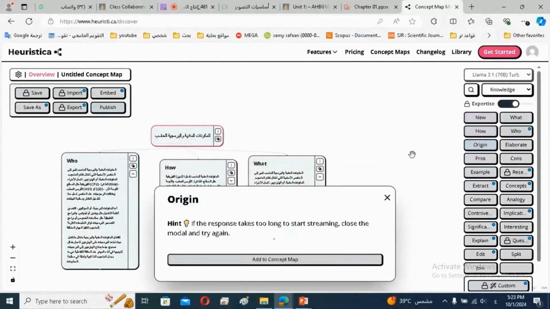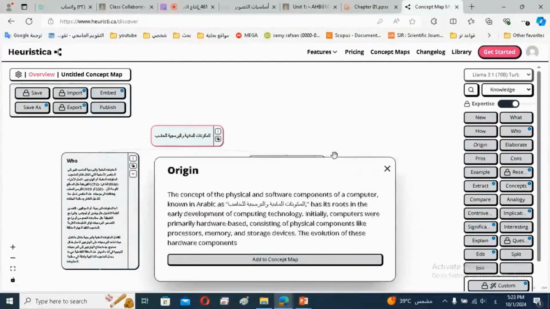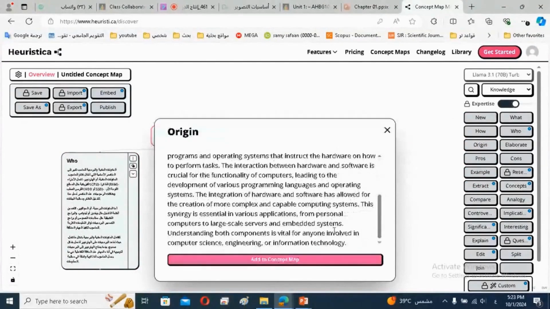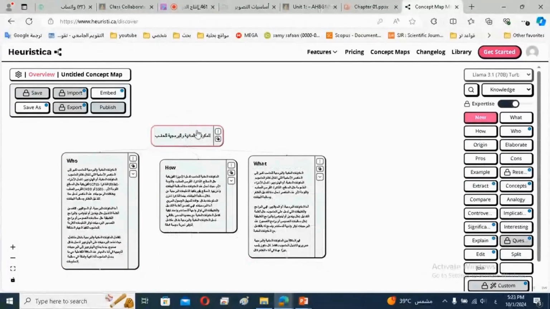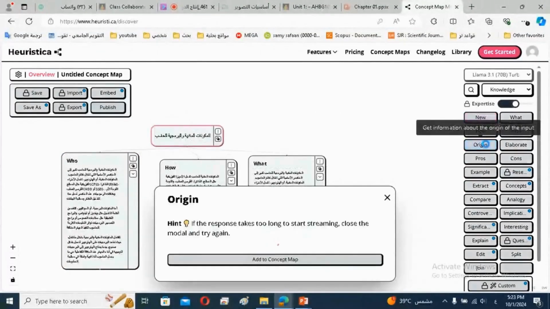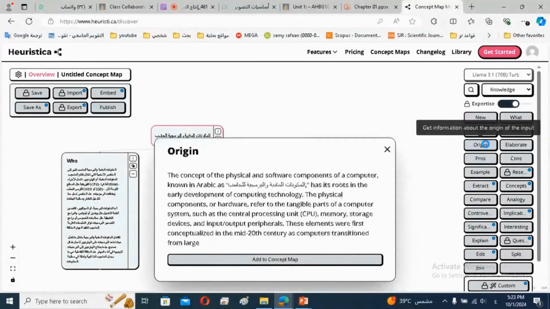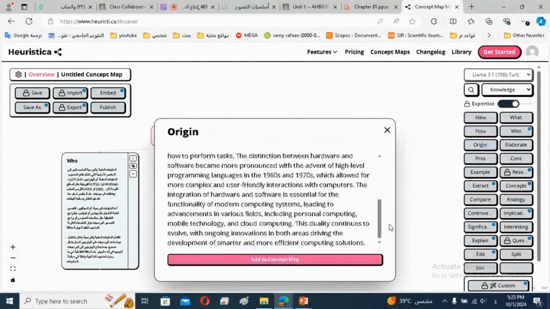I do the branch, this, and say origin. Origin, just pay attention now. I went back again, let's focus on it. And I click on the word origin.